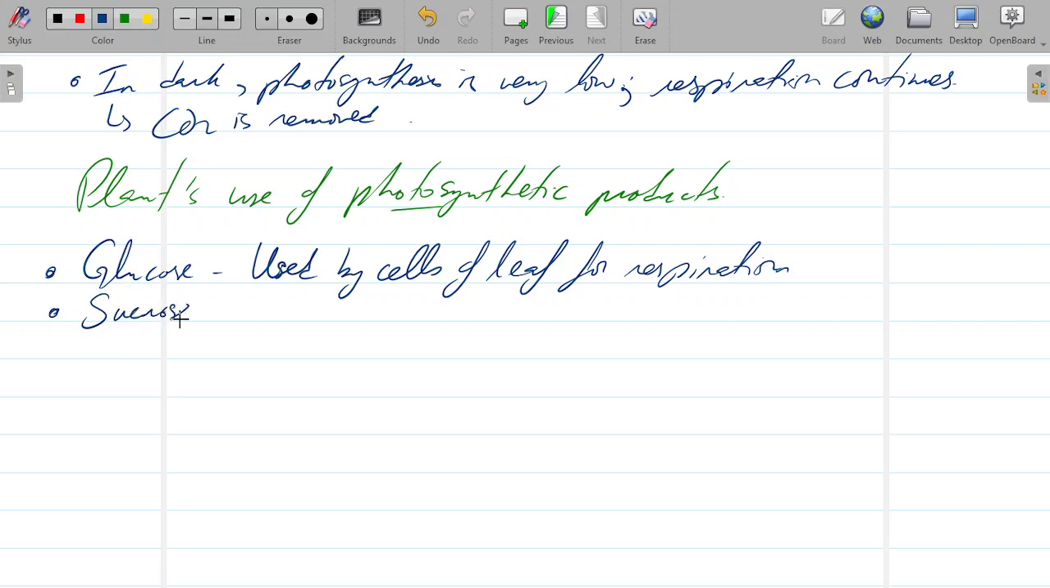So, what about all the other parts of the plant? The stem, the roots, the growing buds, the flowers, the fruits. They're not carrying out photosynthesis, but they are alive and they need food. Obviously, they need energy. And so glucose is converted to sucrose. And we know this is a disaccharide, as we learned when we studied biological molecules.